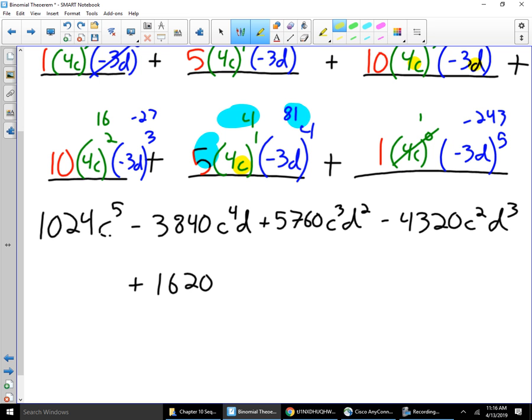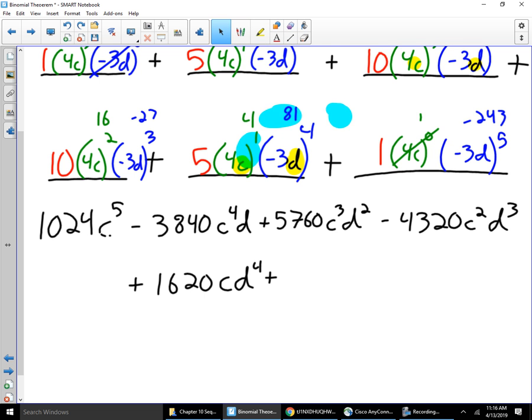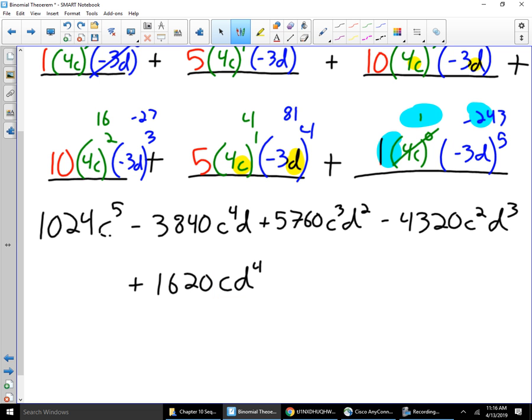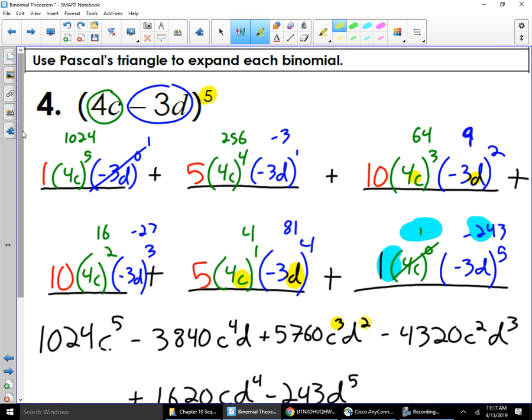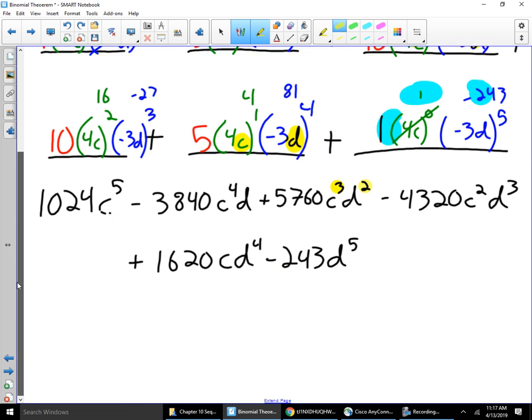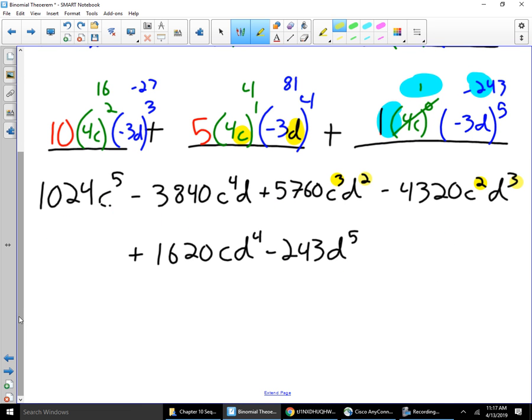Once again, taking into account those variables, we have a c to the 1st and a d to the 4th. And last but not least, 1 times the negative 243 is just going to be a negative 243, and the variable there is d to the 5th. So because there's two variables here, just like before, we can go back and do that quick double check. Hey, 2 plus 3 is 5. That is our original exponent, so that's solid. That's what we expected. Same thing here, the 2 and the 3. So there are all these double checks that you can do as you're going through the process. But yeah, there we have it.